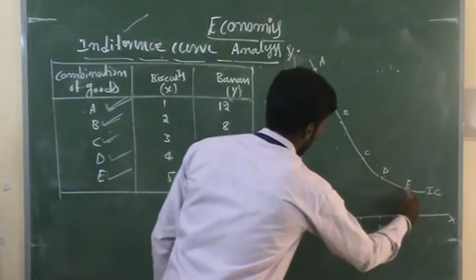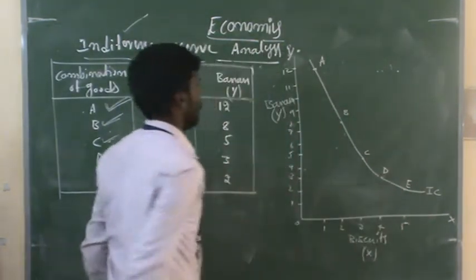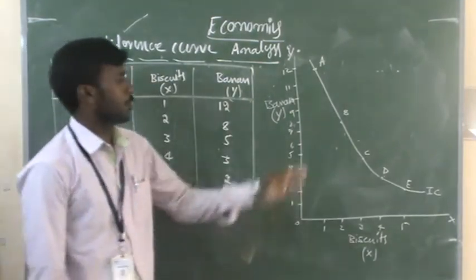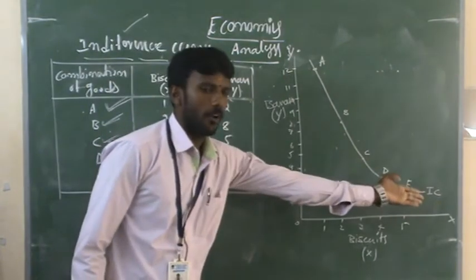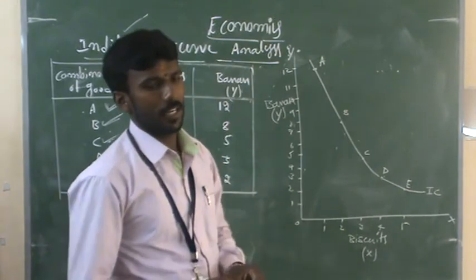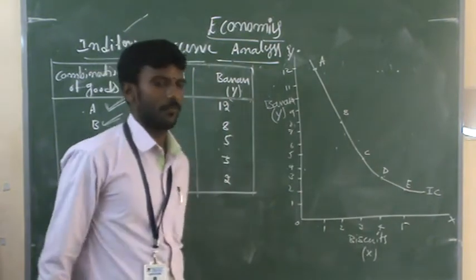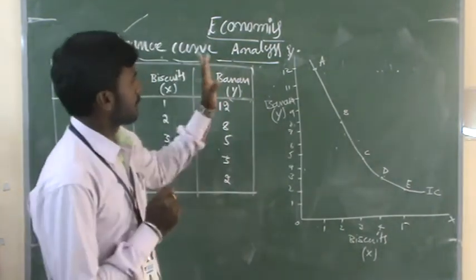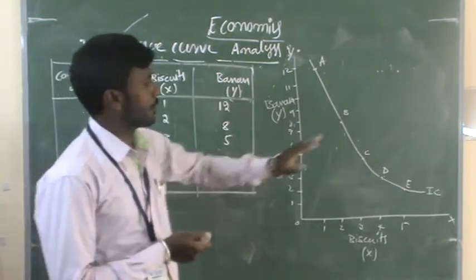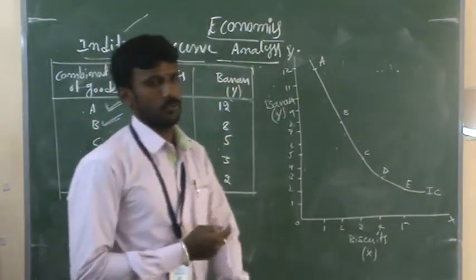Five equivalent units of bananas. So now, joining all these points, we will get the IC curve. The IC curve is nothing but the indifference curve. Students, this concept we are going to understand with the help of this diagram also.